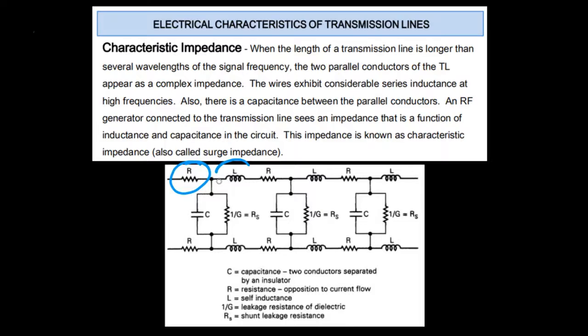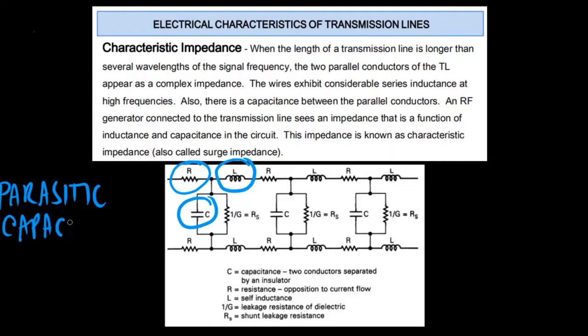Also, there will be inductances due to high frequencies. As we will show later, there are also capacitances that we call parasitic capacitances. Parasitic capacitances are unavoidable. So as long as you have two electrical or electronic components next to each other, there will always be a certain capacitance. That is why our C symbol is in between your two transmission lines.